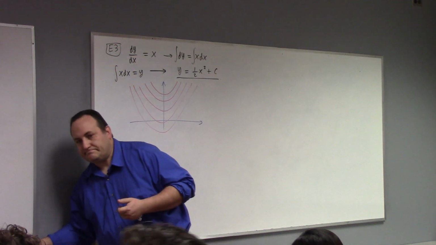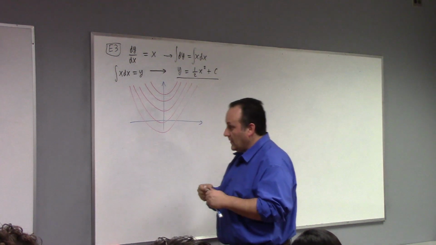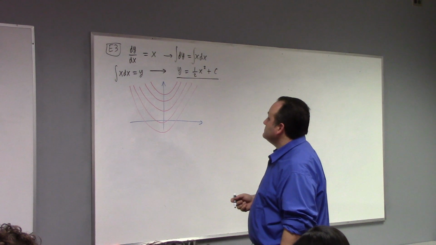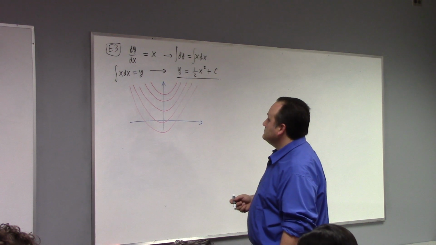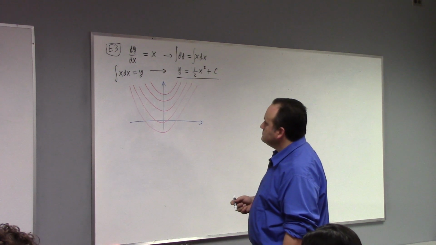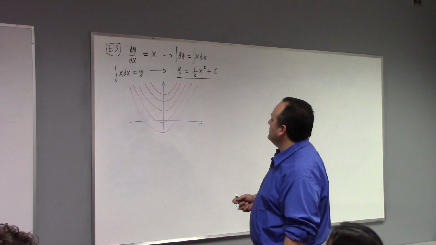Yep. For example 3, when you took the integral, why did you just take the integral of dy, and in example 1, you took the integral of y dy? I don't understand the question yet.